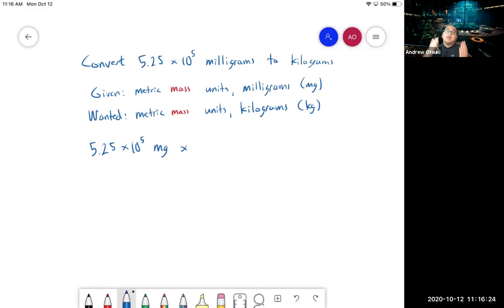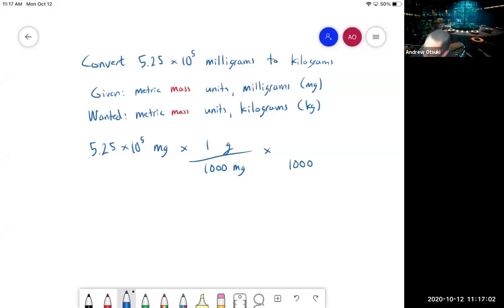So we know 1,000 milligrams is 1 gram, right? Because we're going to a smaller unit. So when we go below the basic unit, that means more of the smaller unit will equal one of the basic unit, right? So in this case, 1,000 milligrams is per 1 gram. Times.